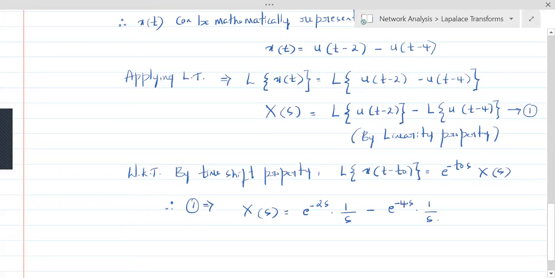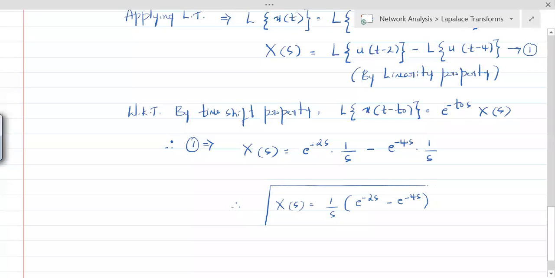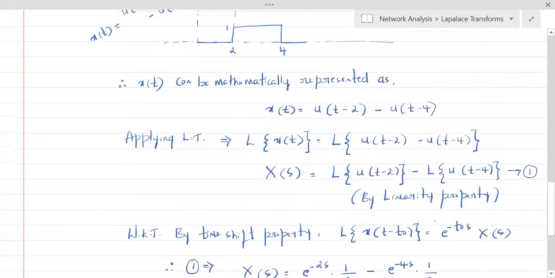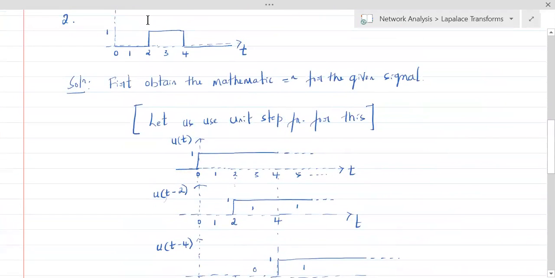So just take 1 by s out and write the simplified Laplace transform. Therefore, X of s is given by 1 by s times e power minus 2s minus e power minus 4s. So this is the Laplace transform of the rectangular function given, that is x of t.